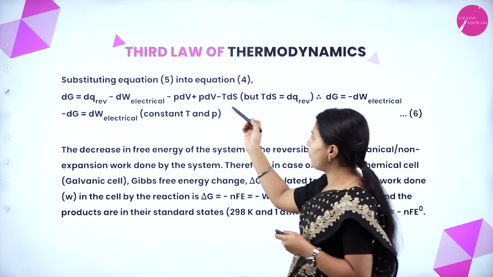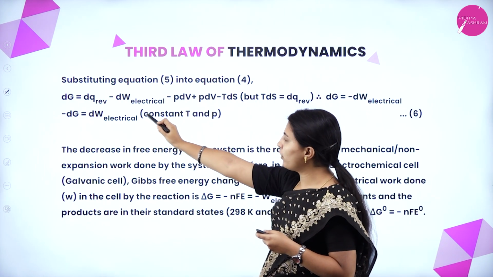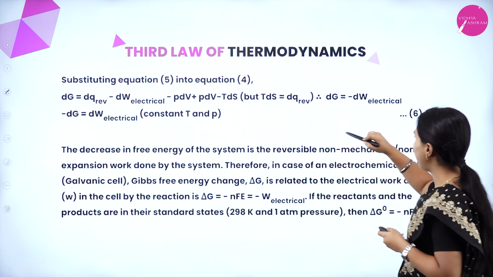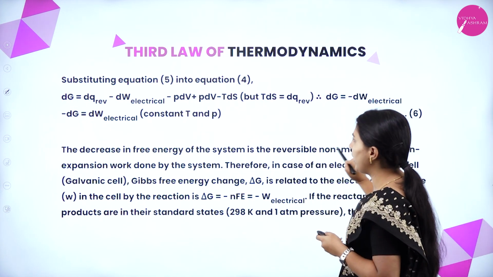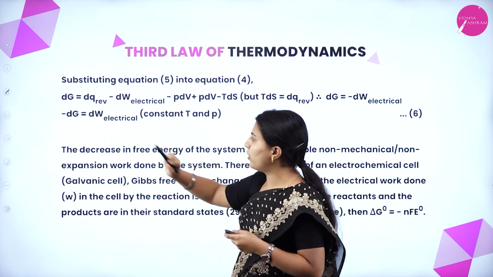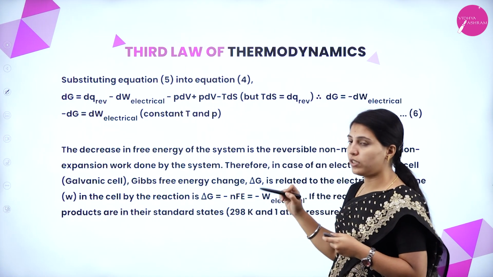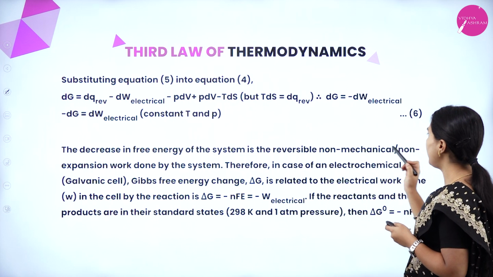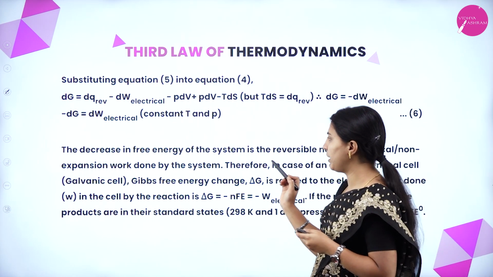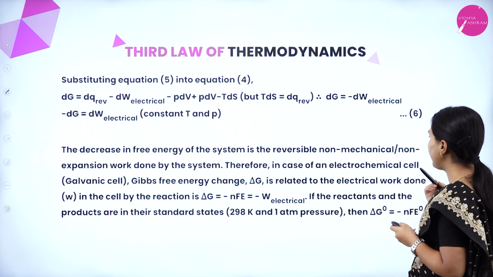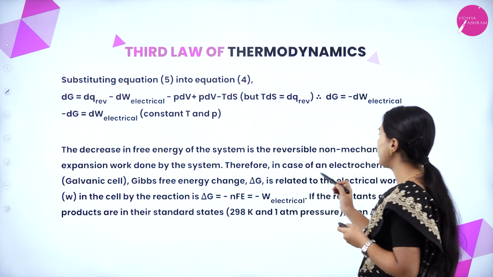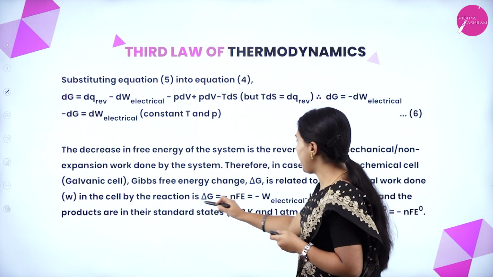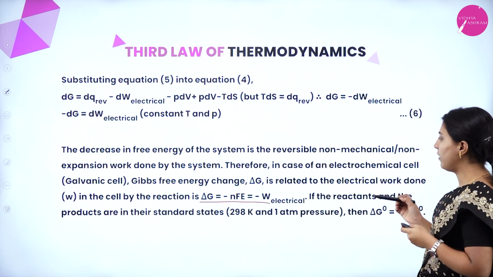At the end, substituting all the equations, dG equal to dq reversible minus dw electrical minus PdV plus PdV minus TdS. What will happen? Delta G equal to minus dw electrical, or minus delta G equal to dw electrical, at constant temperature and pressure. The decrease in free energy of a system is the reversible non-mechanical or non-expansion work done by the system. Therefore, in case of an electrochemical cell, Gibbs free energy change is related to the electrical work done in a cell by a reaction: delta G equal to minus nFE equal to minus W electrical.